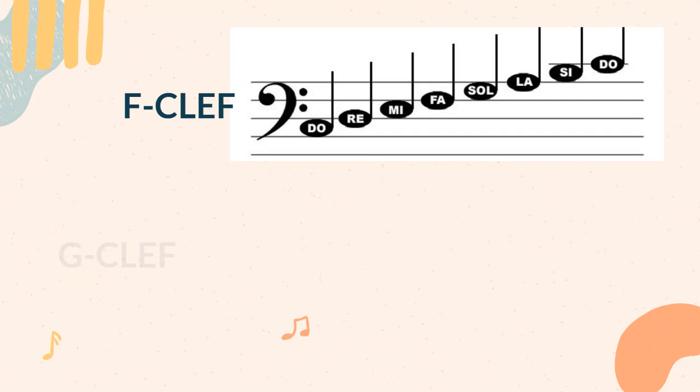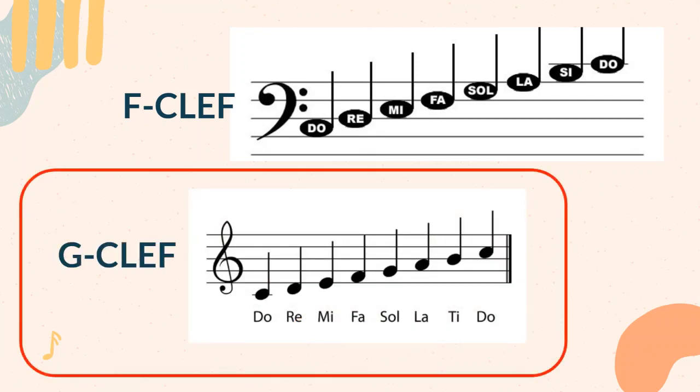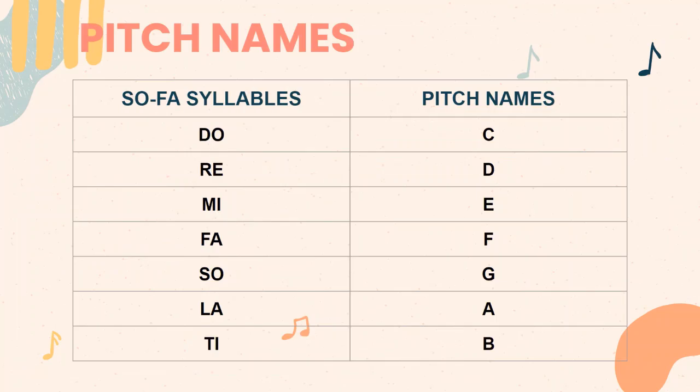Before we proceed, let's have a review about G clef, or the treble clef. In the G clef, Do starts in the ledger line below the staff. The G clef symbol also tells you that the pitch in the second line from the bottom, the line that the symbol curls around, is G. Remember the pitch names that correspond with the sol-fa syllables. The pitch name of Do is C, Re is D, Mi is E, Fa is F, Sol is G, La is A, and Ti is B.